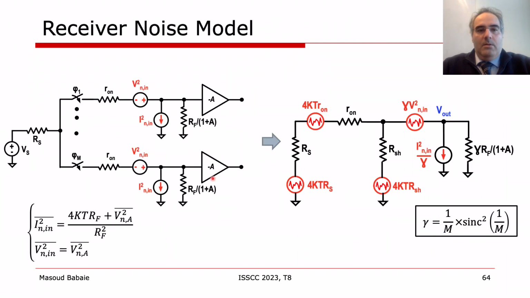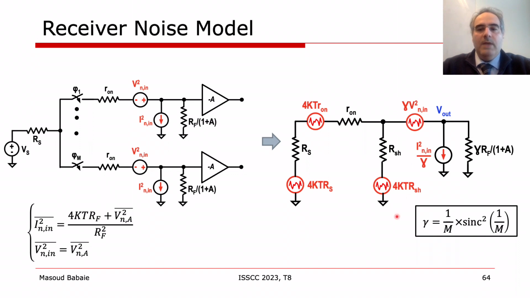By replacing the TIA's noise sources, we have this simplified schematic for our receiver. Due to the transparency of the passive mixers, the baseband impedance appears at the RF node with a scaling factor of gamma, where gamma is 1 over m times sinc squared of 1 over m. Moreover, it can be shown that the voltage noise source and current noise source can come to the RF port with a scaling factor of root square of gamma and 1 over root square of gamma respectively.